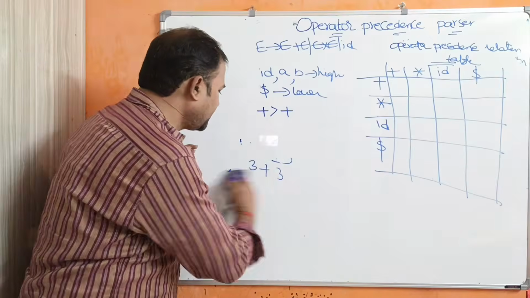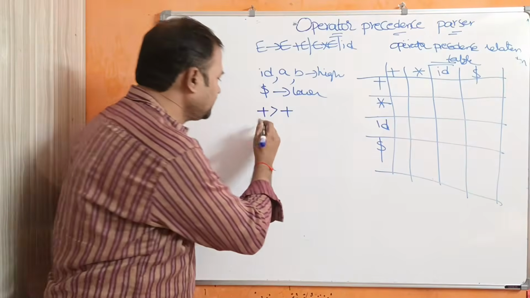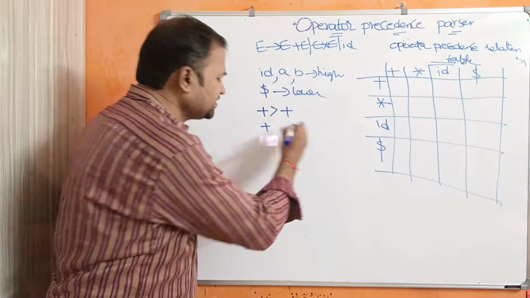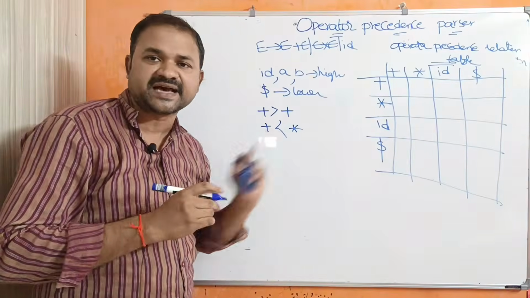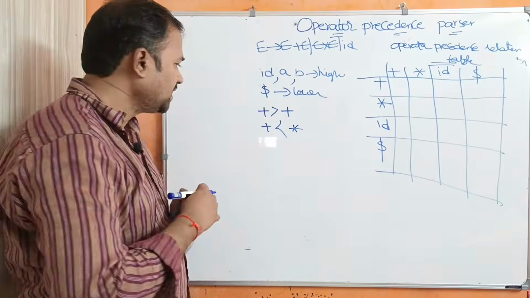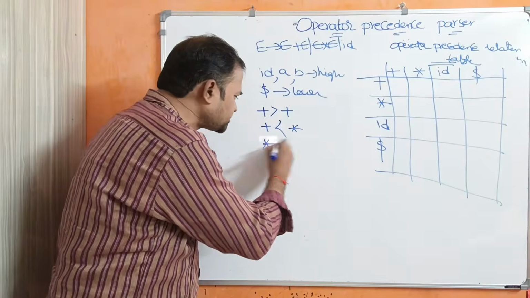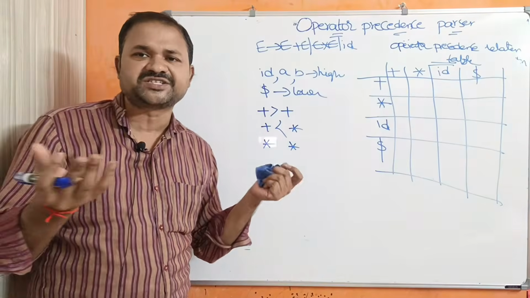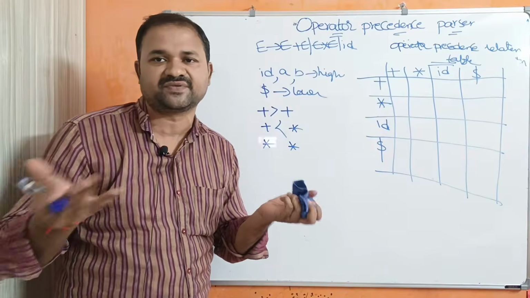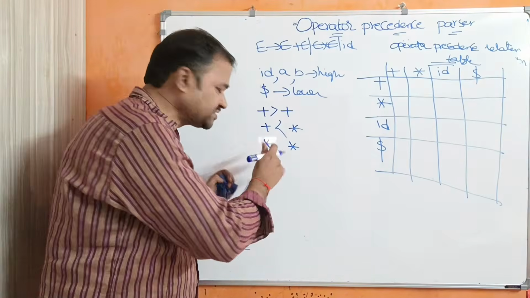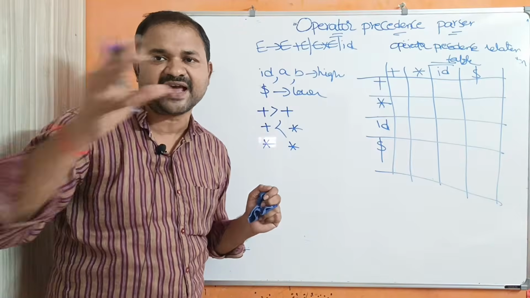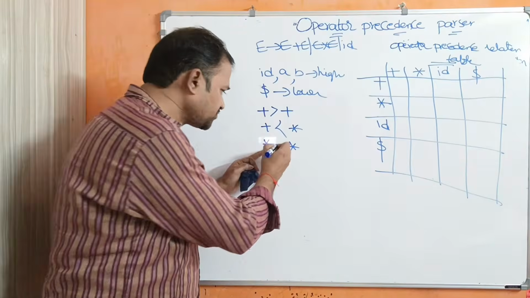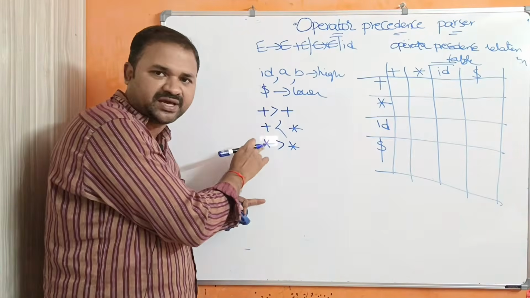Likewise, if we have plus and star, then we have to give more priority to the star. Star has higher priority. Likewise, if we have star and star, we know that star is also left associative. If the expression contains two stars, then the expression will be evaluated from left to right. So we have to give more priority to the left star.